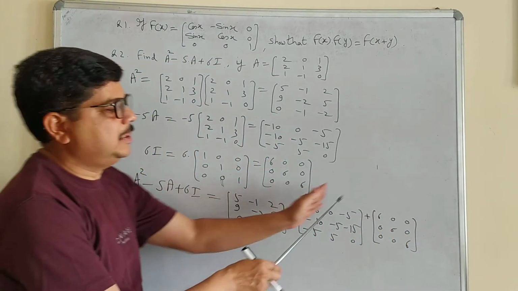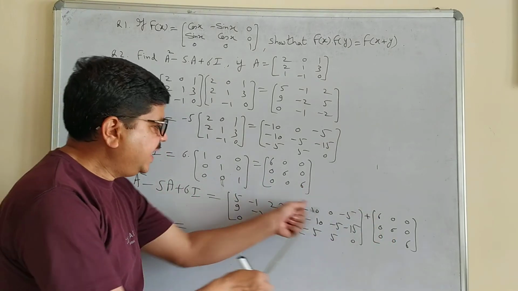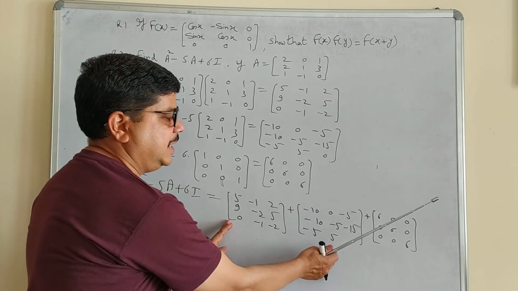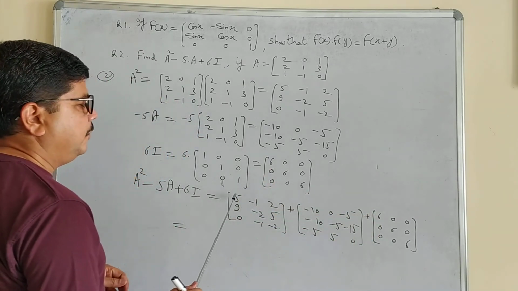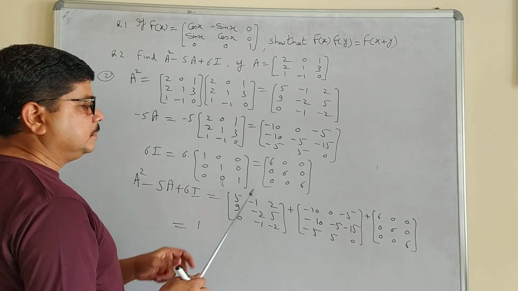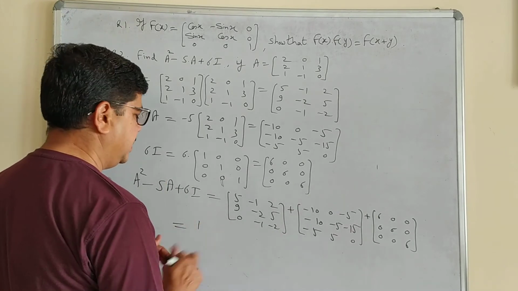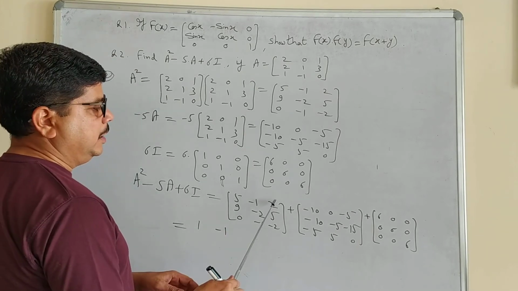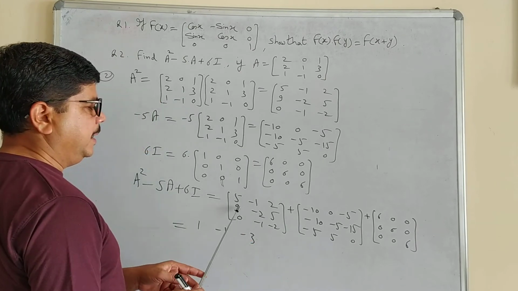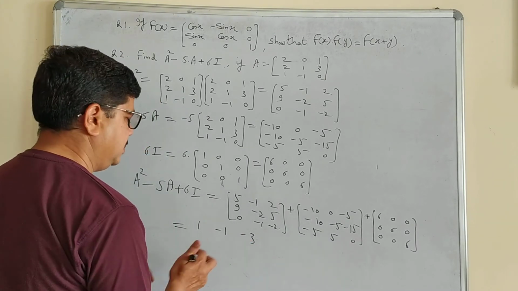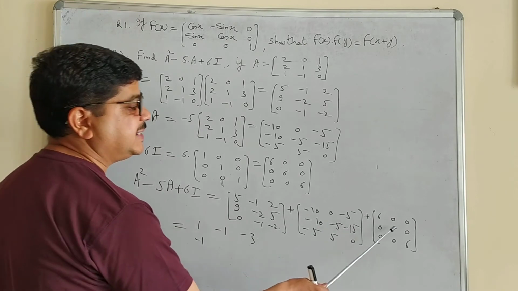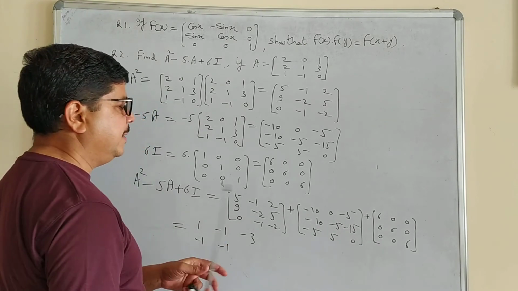You can add the terms in one attempt if your calculations are good. Otherwise, you just add these two, then add this. So 5 plus 6, 11. 11 minus 10 is 1. Minus 1 plus 0 is minus 1. 2 minus 5 plus 0 is minus 3. 9 minus 10 plus 0 is minus 1. Minus 2 minus 5 is minus 7 plus 6 is minus 1.